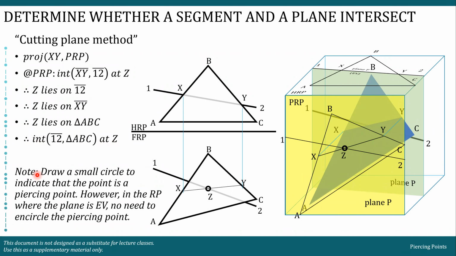Note, ito yung kaninang reminder, no? Draw a small circle to indicate that the point is a piercing point. However, in the reference plane where the plane is shown in edge view, no need to encircle the piercing point. Okay? So, in this case naman, pareho namang hindi edge view yung ABC. Hindi rin edge view ito. So, we need to draw the circle. Yung hindi natin required drawing ng circle for the piercing point kapag nag-edge view yung ABC. Saan yun? Dun sa edge view method. Dito sa method na ito, well, you need to draw your circle.